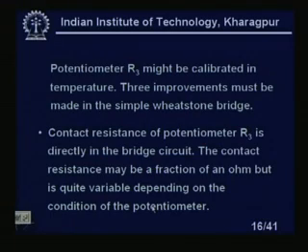You see the contact resistance of the potentiometer R3. If you remember the basic bridge, the contact resistance of the potentiometer R3 is directly in the bridge circuit, okay. And this contact resistance may vary from a fraction of an ohm, but it is quite variable. Since it is in the bridge circuit, depending on the contact, your bridge balance equation will change. That is a very undesirable property, right. This is the number one problem.